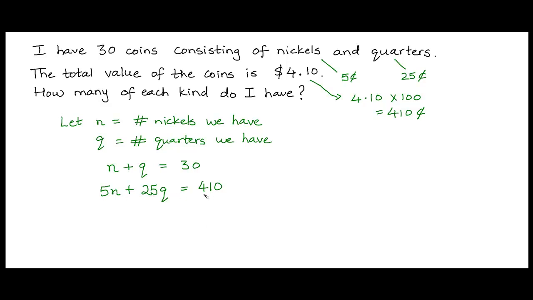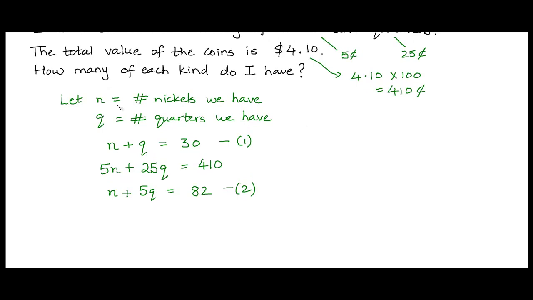Now you may notice that each of these coefficients is a multiple of 5. So let's make this equation a little simpler by dividing both sides by 5. If we divide the left hand side by 5, we'll get N plus 5 times Q, and on the right hand side, if we divide 410 by 5, we get 82. So if we call this equation 1 and this equation 2, we need to find the values of N and Q by solving this system of equations.